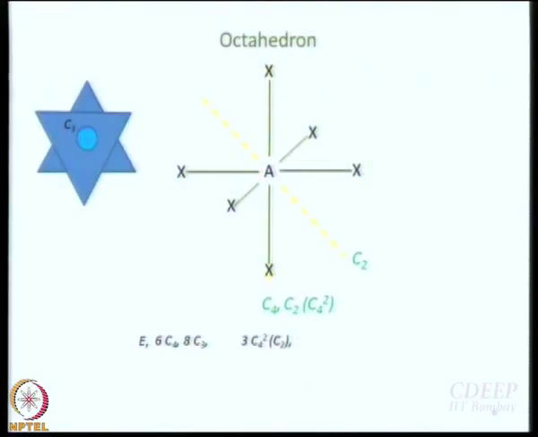Okay, next one is C2. We already have one kind of C2, right, which arises out of operation of C4 twice in succession. We have another kind of C2, isn't it? Which is 45 degrees with respect to this, which bisects the bond angle. So second kind of C2. This is also C2, but another kind of C2, different class. How many such C2s will be there? 3?